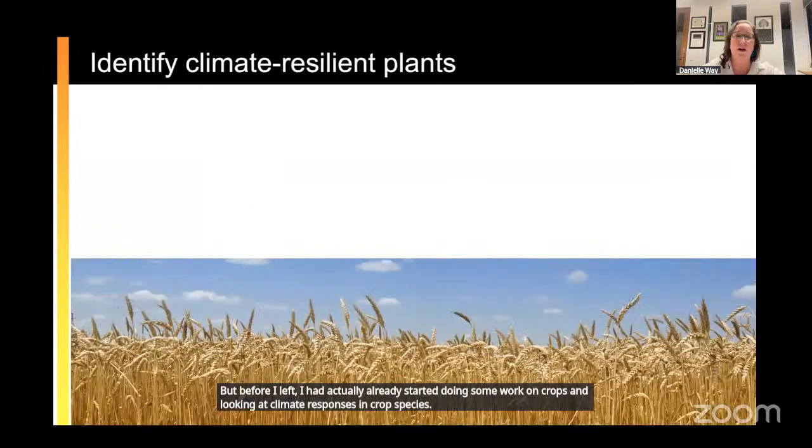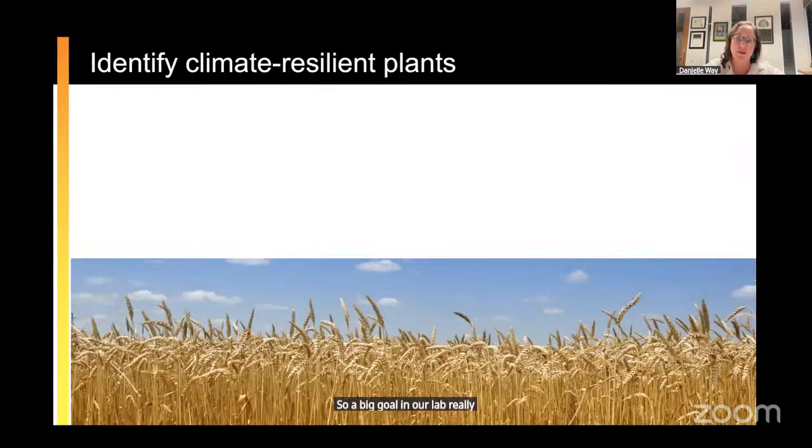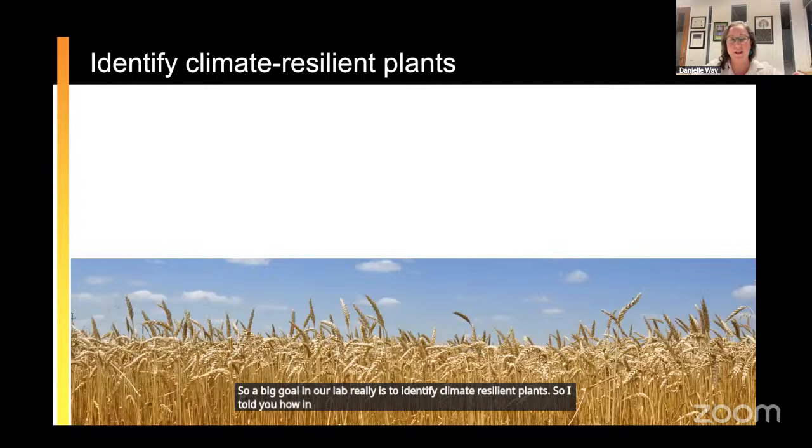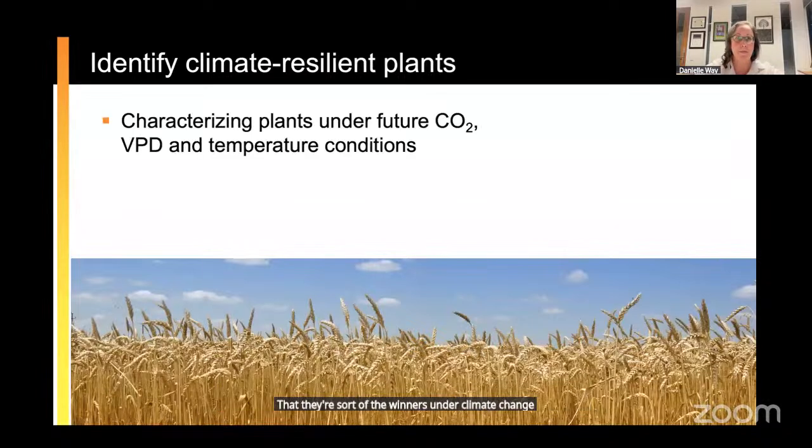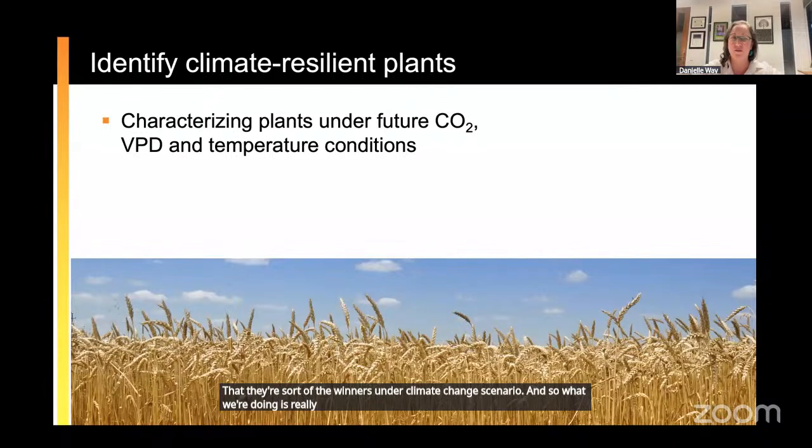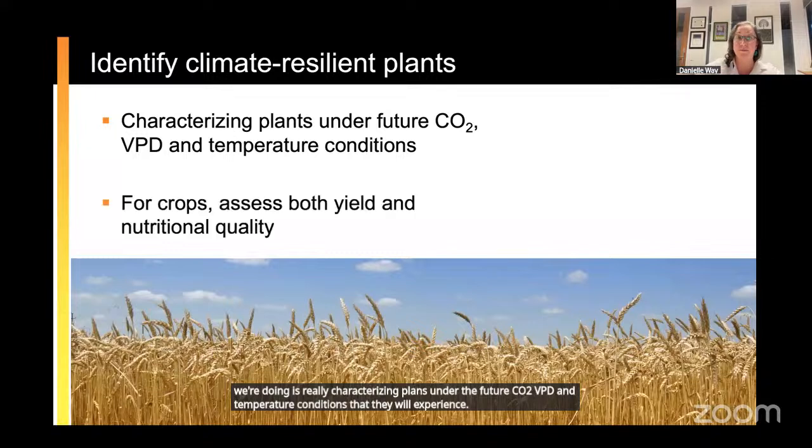So a big goal in our lab really is to identify climate resilient plants. So I told you how in boreal systems, it's really the deciduous species that seem to be able to do better, that they're sort of the winners under a climate change scenario. And so what we're doing is really characterizing plants under the future CO2, VPD, and temperature conditions that they will experience, and then seeing how they perform.